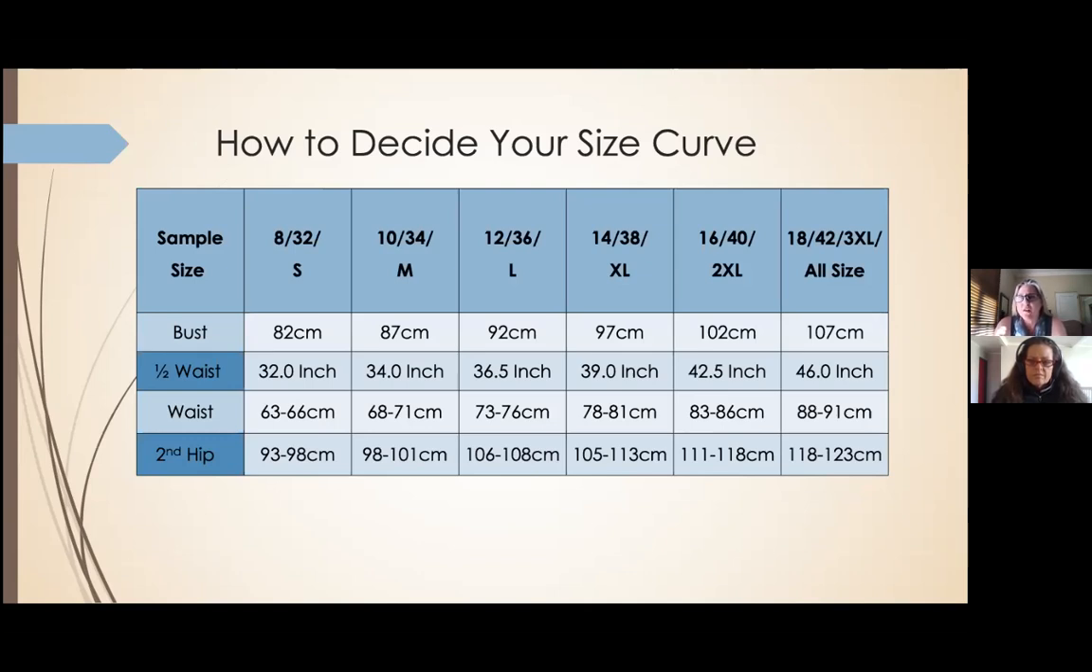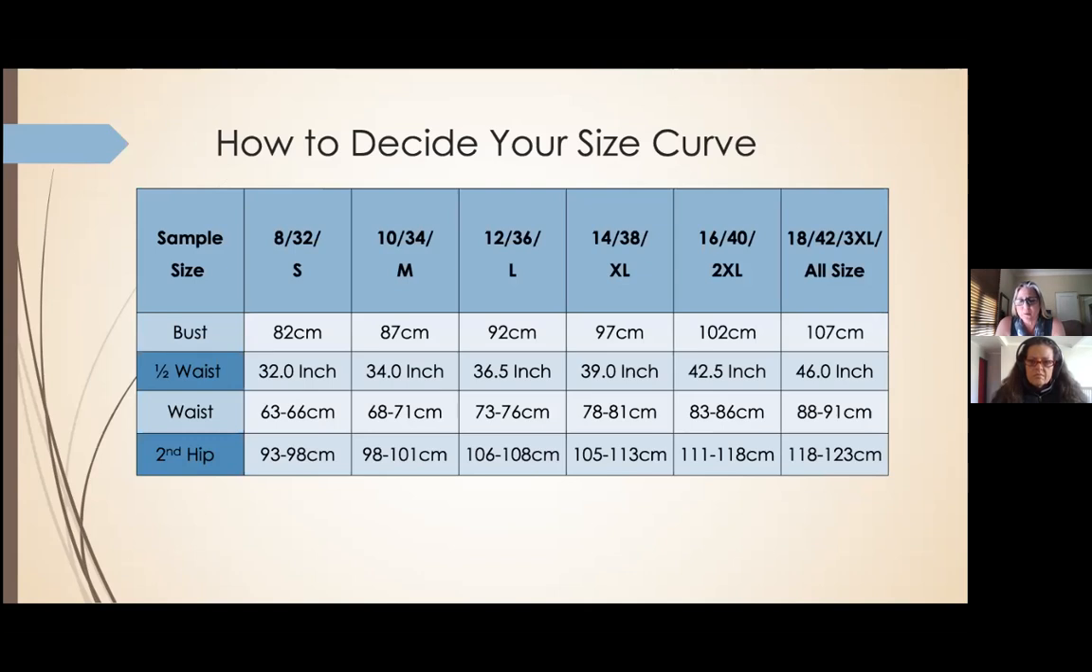And so in a classic fitting model, you will have your 87 centimeter bust, your 68 centimeter or 66 centimeter waist, and your 98 centimeter hip. Those are ideal. We do not live in an ideal world.